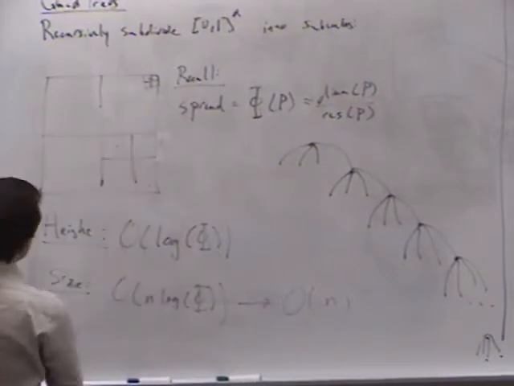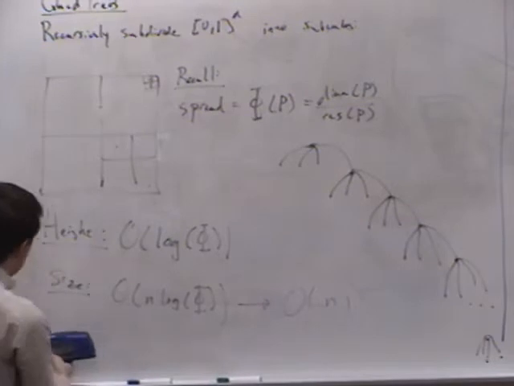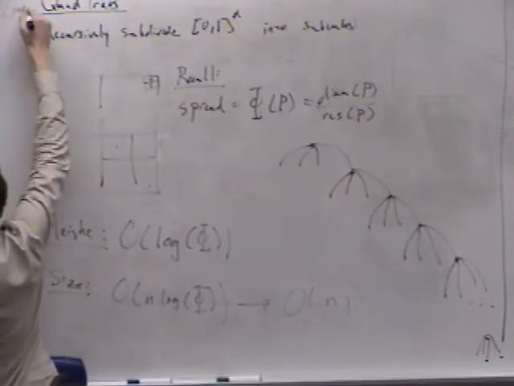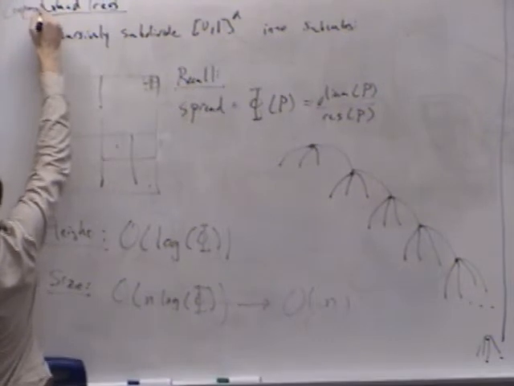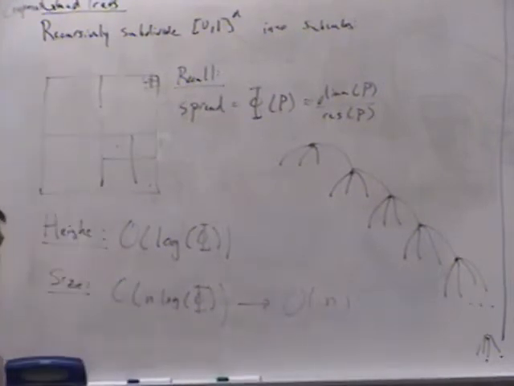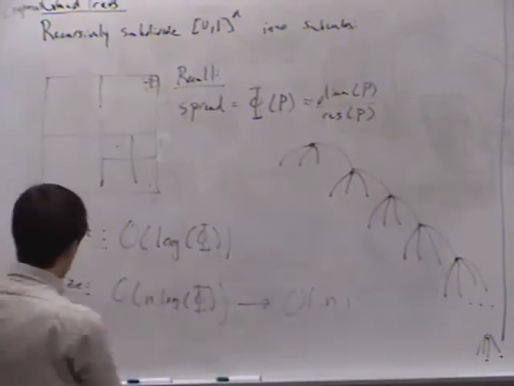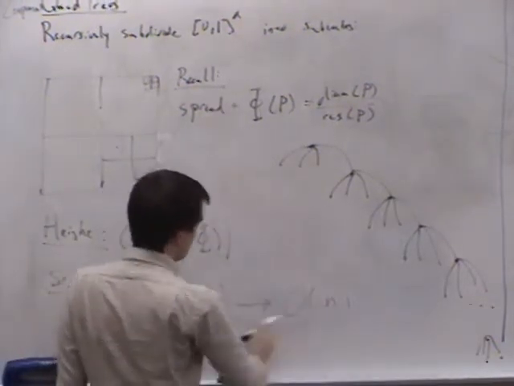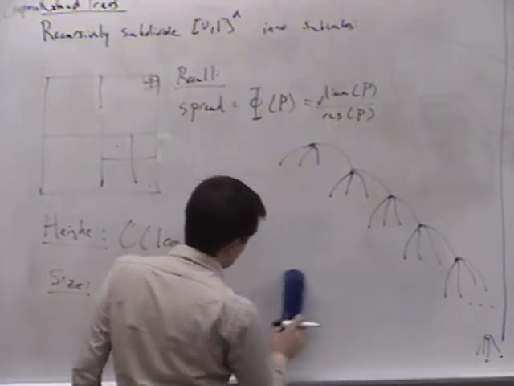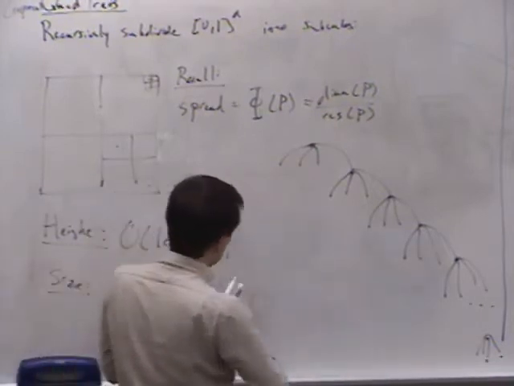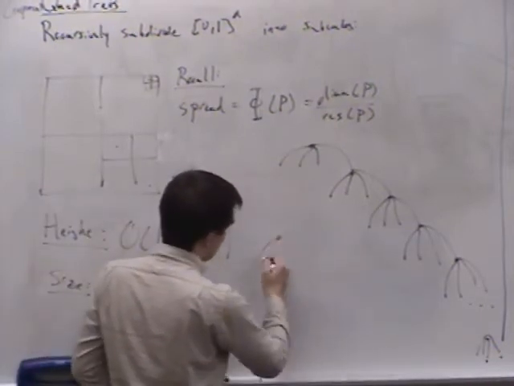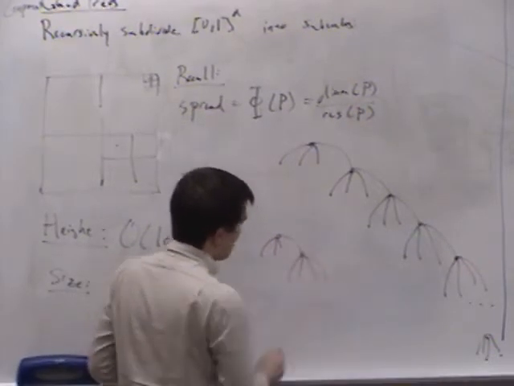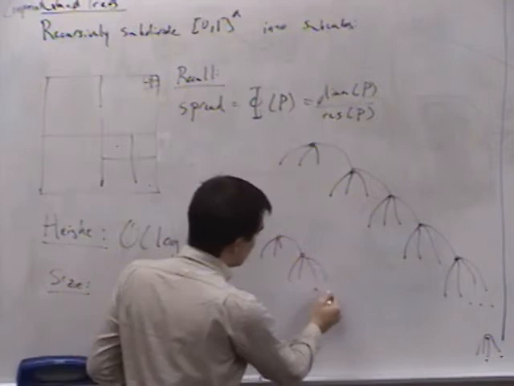This data structure is called a compressed quad tree. So the idea is we take something that looks like that and replace it with something that looks like this, by just killing off all the intermediate levels.